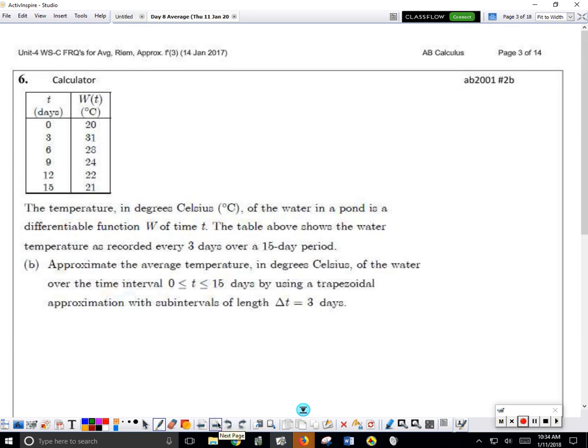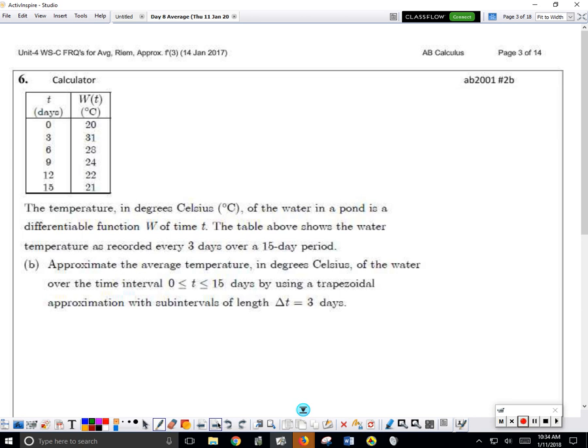Okay, this was Allison's question. They're asking you to find the average temperature of something. So that's the integral, find average. But they command you to do the integral using a Riemann sum. You want to have a follow-up question here.